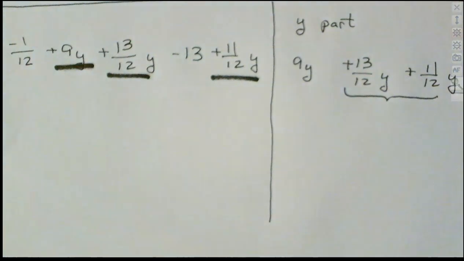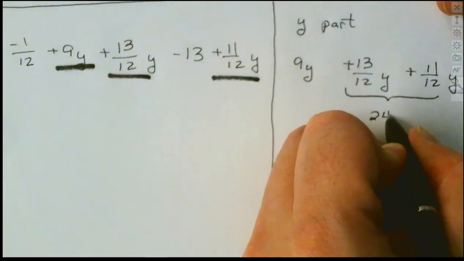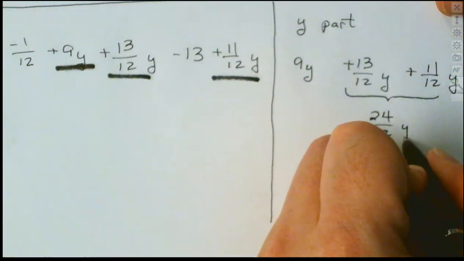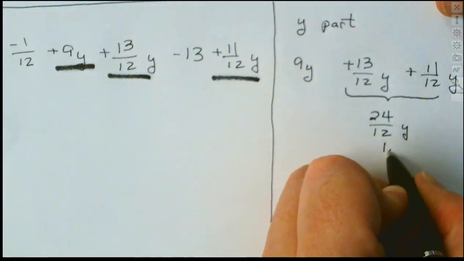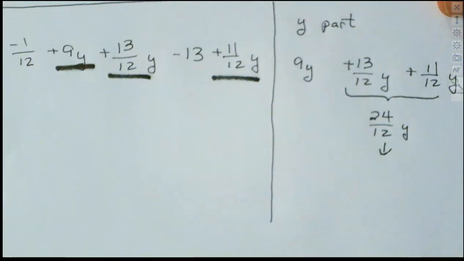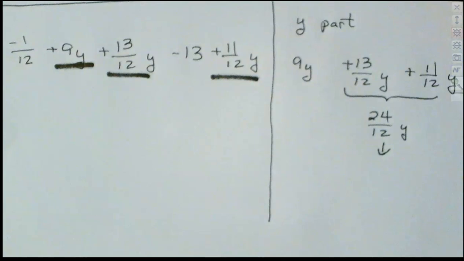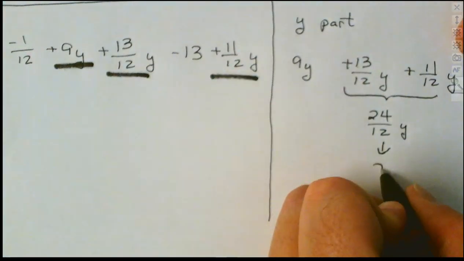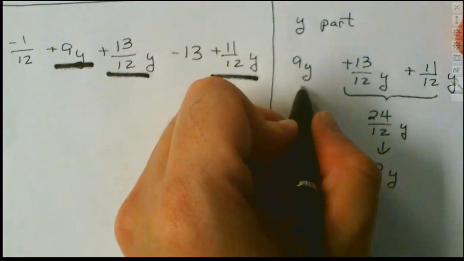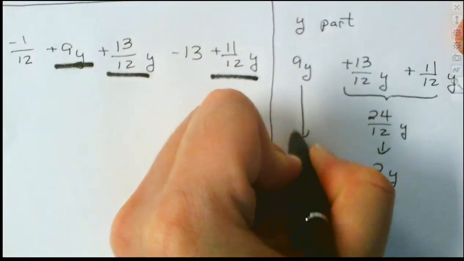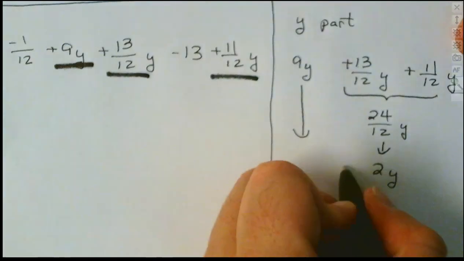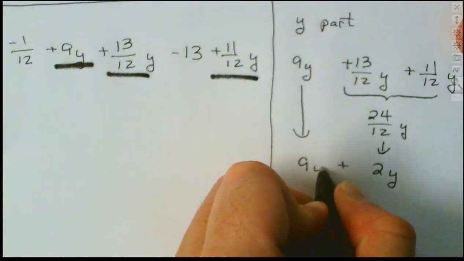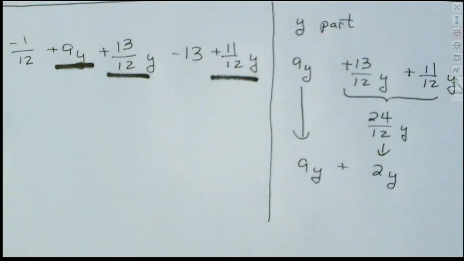So if I combine these together, I've got a 13 and an 11. So that's going to make it 24/12 y. And what do we know about 24/12? Well, 24 divided by 12 is a 2. So that piece comes out to be a 2, right? And then we'll just bring down that 9y. Is everyone okay with that so far? That's the easiest way, I think, to do this one.